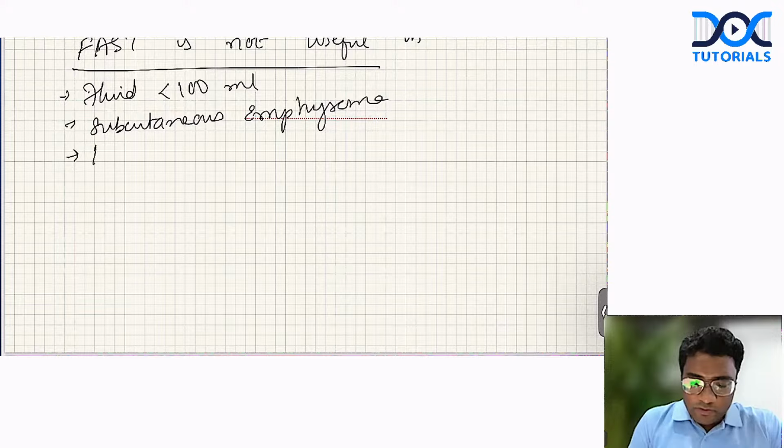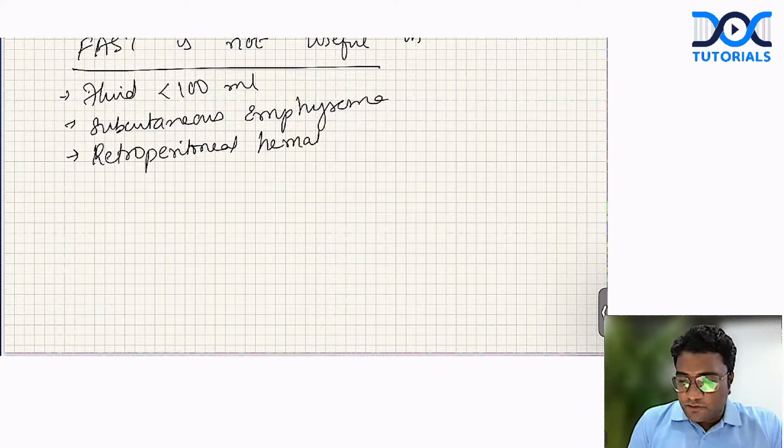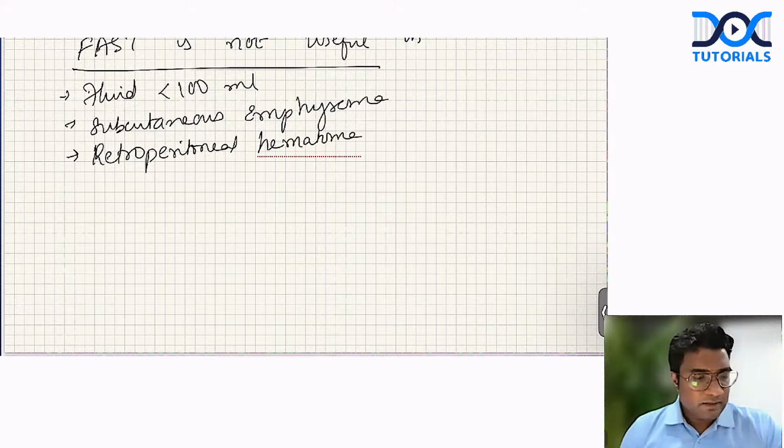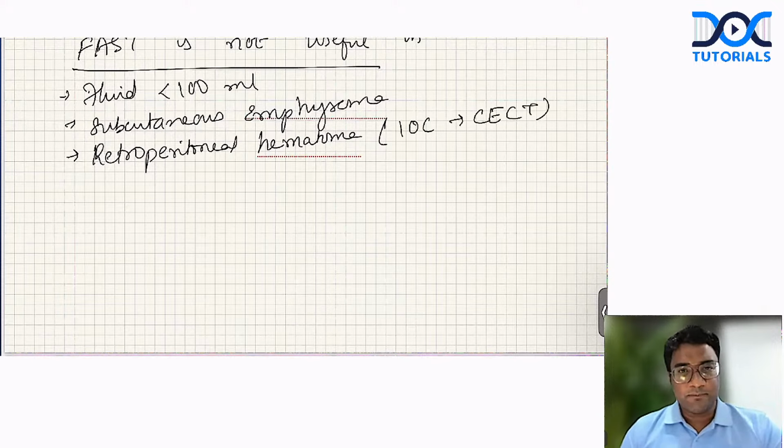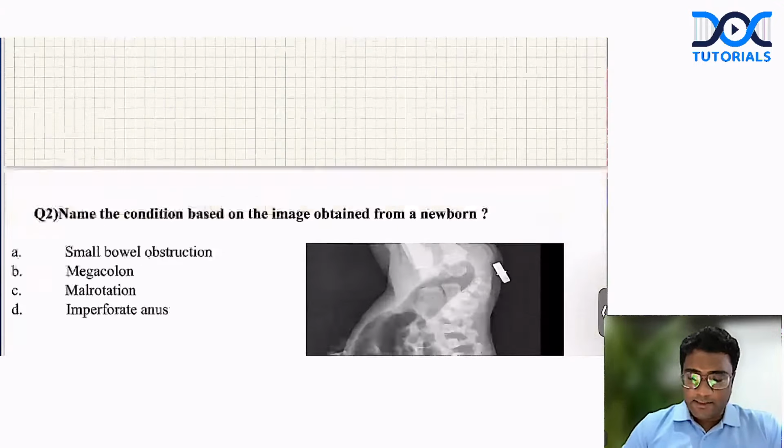And FAST is not useful, a very important limitation of FAST, in retroperitoneal hematoma. What is the investigation of choice, guys, for retroperitoneal hematoma? The investigation of choice would be CECT, right? CECT. This is the important limitation of FAST. Let's look at the next question.